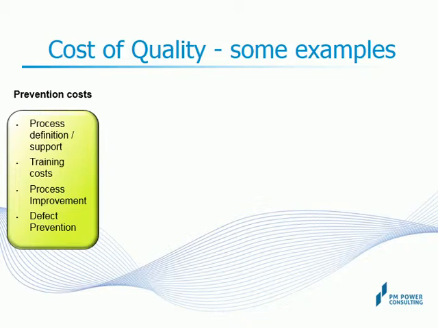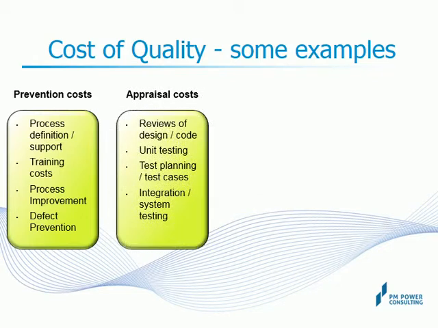Well-defined, effective processes contribute towards this, and so does effective training of your engineers in writing good and defect-free code. I'm sure you can think of many more examples. The second component is appraisal costs. Examples here include costs related to designer code reviews, which are intended to evaluate conformance of the designer code to requirements, and costs incurred in testing the product at various levels, including integration and system testing.